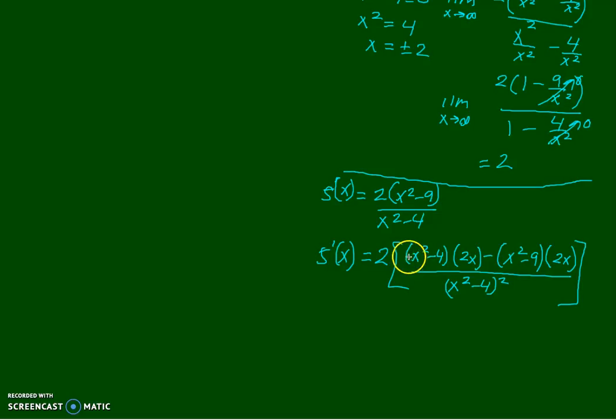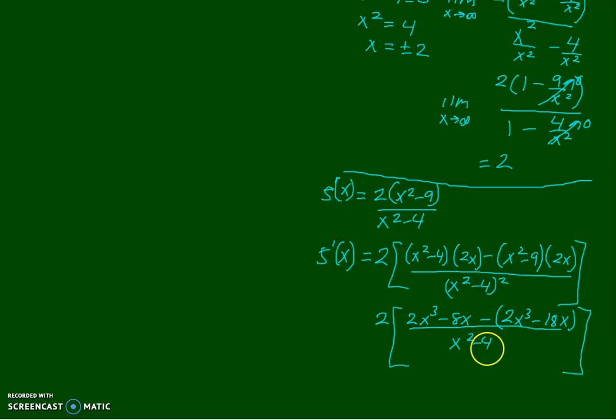Simplify that numerator. We have 2 times, this is 2x to the third minus 8x, minus this quantity, 2x to the third minus 18x, all over x squared minus 4 squared.